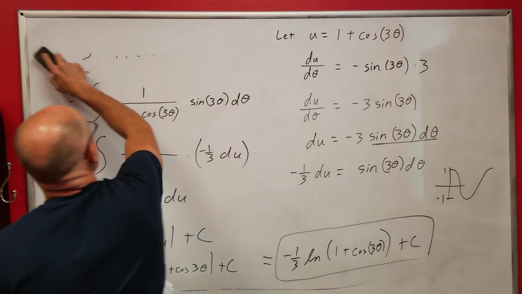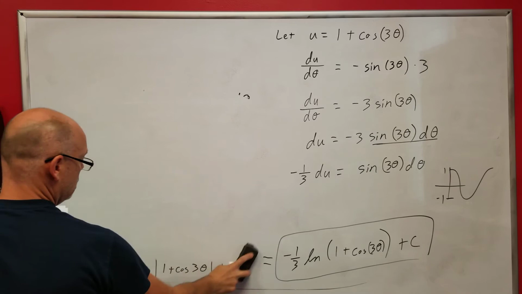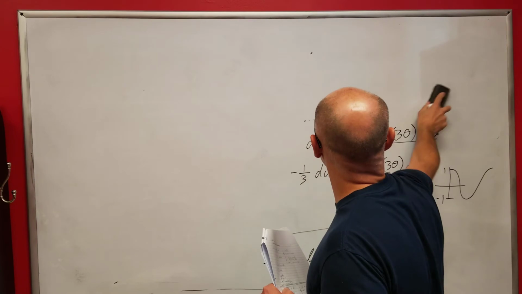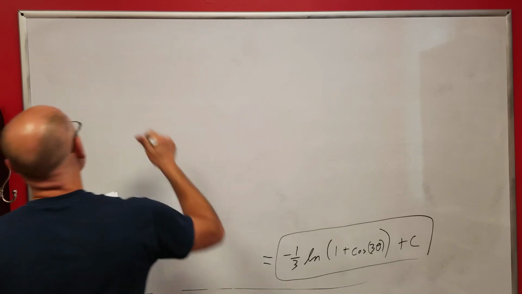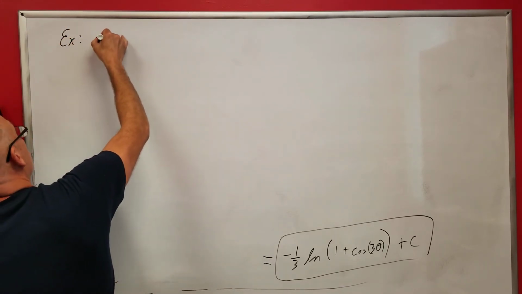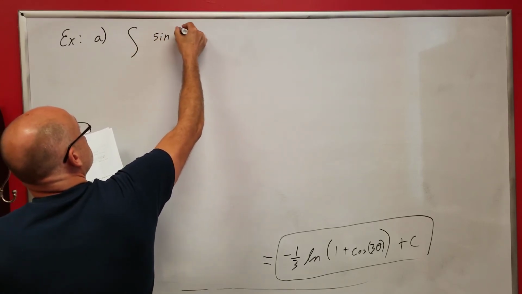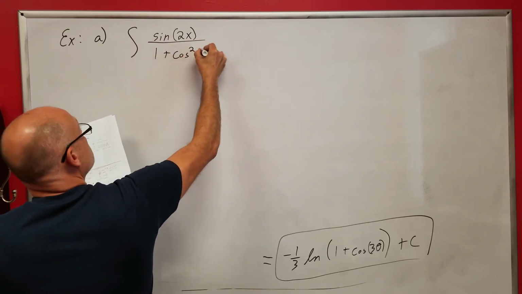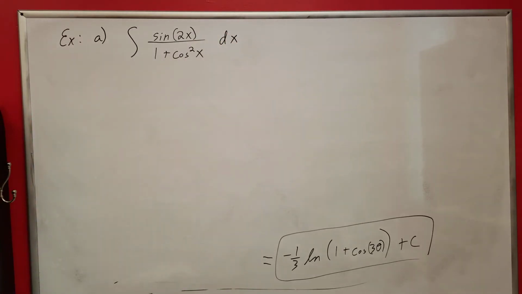Speaking of getting serious, let's stay getting serious, okay? Next example. And this is what I labeled as less obvious substitutions in my notes, okay? Less obvious substitutions. Let's see. This example, we're going to have part A. Let's find the integral of sine of 2x in my numerator over 1 plus cosine squared of x, or cosine of x squared, I should say, dx, okay? All right, let's run from the top.